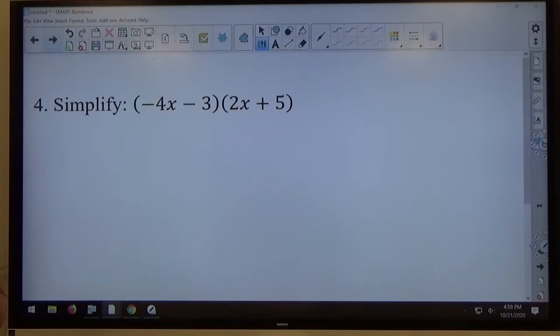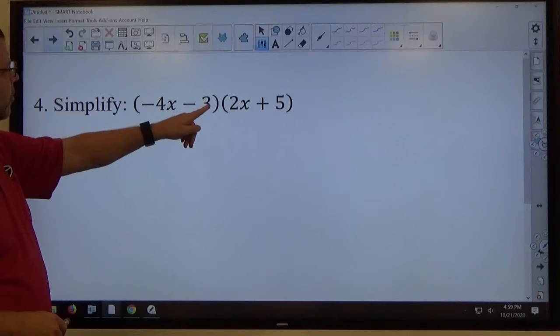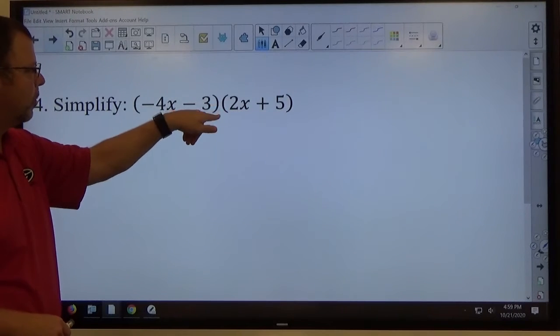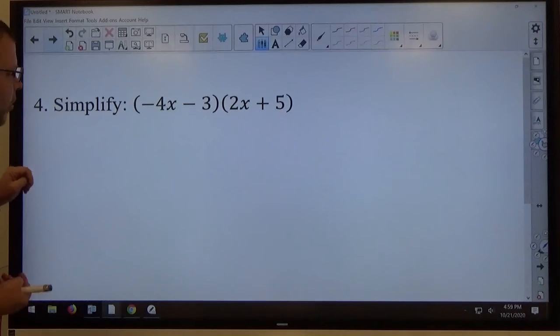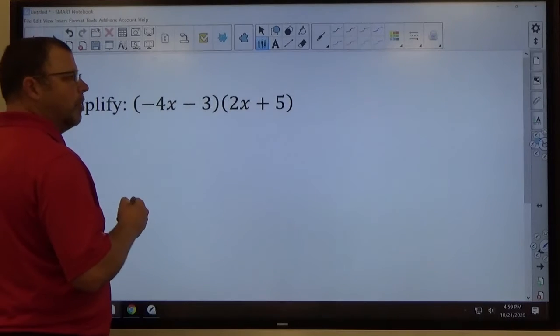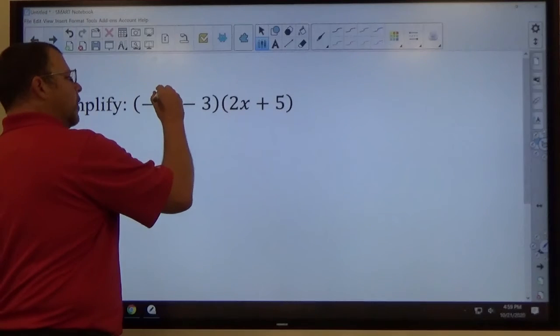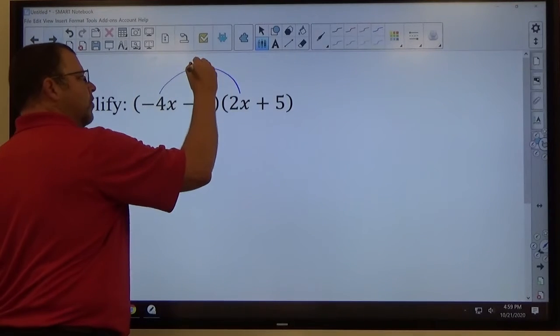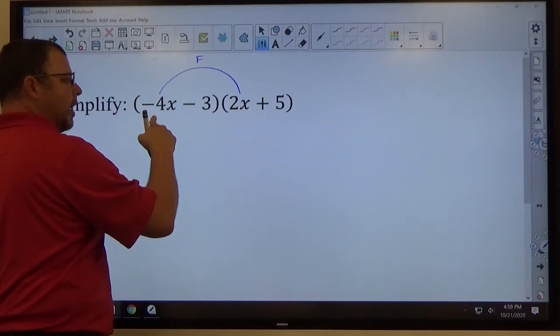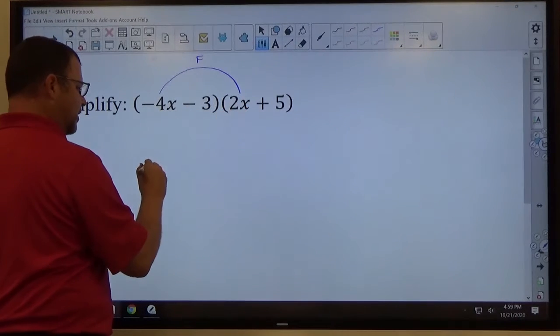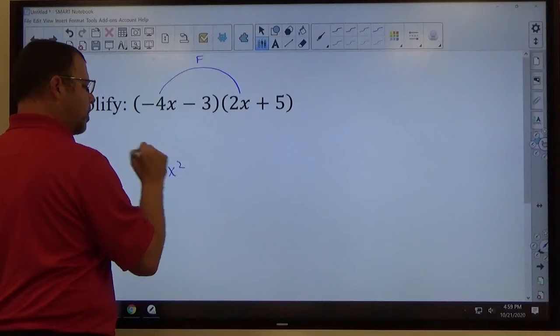Number 4, we're multiplying a binomial structure times a binomial structure. Notice there's no plus or minus between, which means multiplication. The technique I showed you for this is FOIL. So we're going to do first times first. That's the F part of FOIL. Negative 4x times positive 2x makes negative 8x squared.